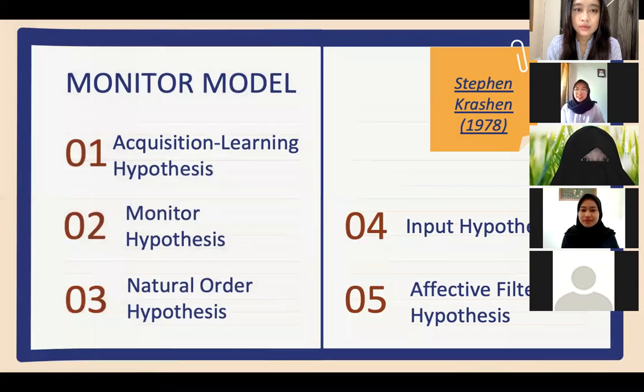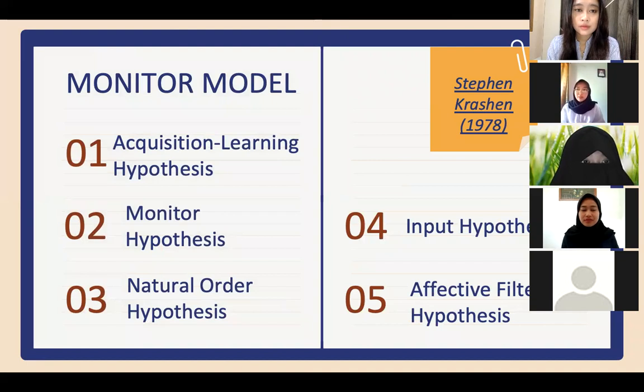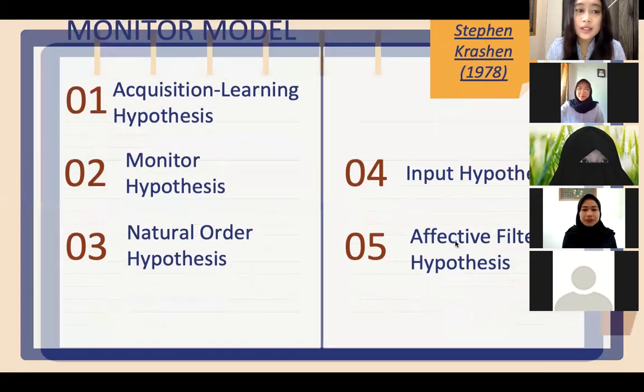Okay, and the first material, we will present the monitor model by Stephen Krashen, 1978. First, acquisition learning hypothesis. Second, monitor hypothesis, and the third, natural order hypothesis. Fourth, input hypothesis, and the last, affective filter hypothesis. And the first material will be presented by Ayu. Time is yours. Okay, thank you for the time.